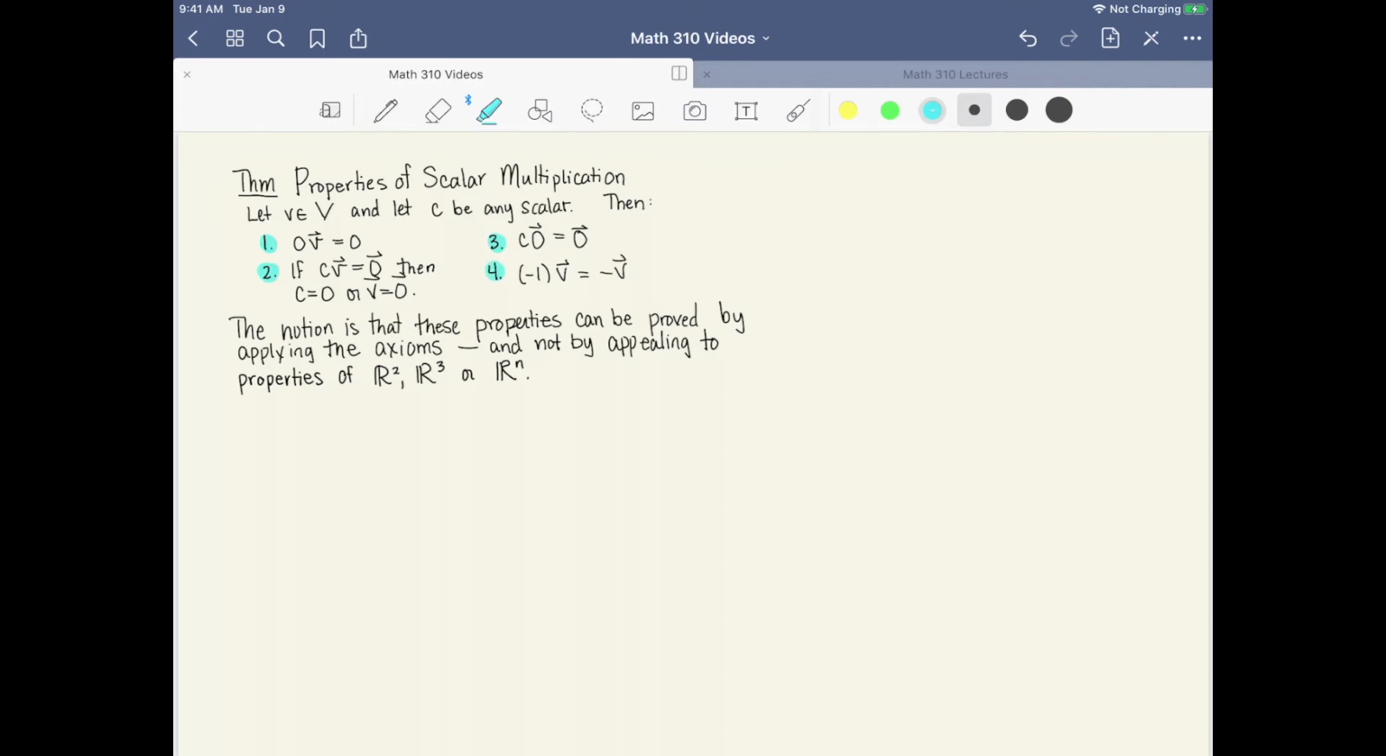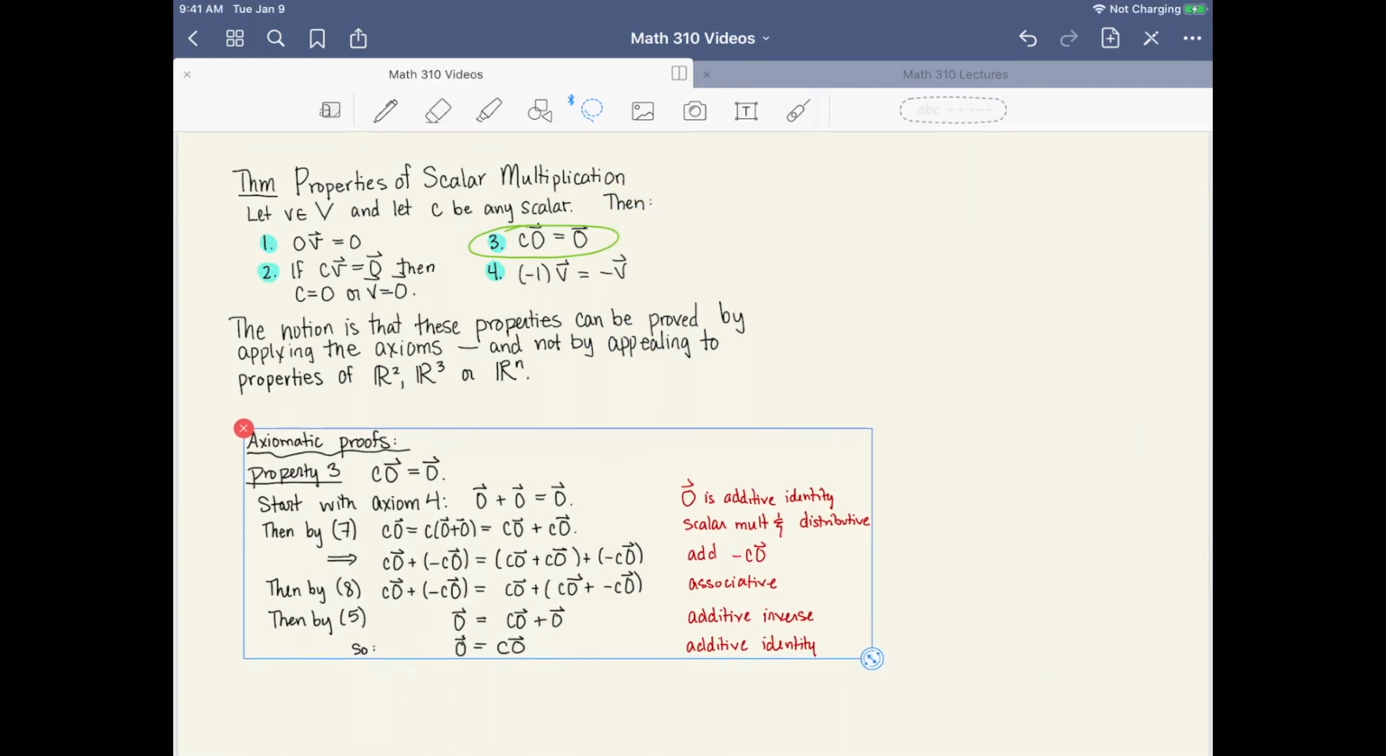You might not be inclined to think twice about them, but they're all statements that require a proof that uses the axioms. So let's take one of them and work through a proof of it that does not rely on anything to do with n-dimensional Euclidean space. Let's take property number 3, for example. If you scalar multiply the 0 vector, you get the 0 vector. Now, why would this be true? So let's walk through an axiomatic proof of property 3.